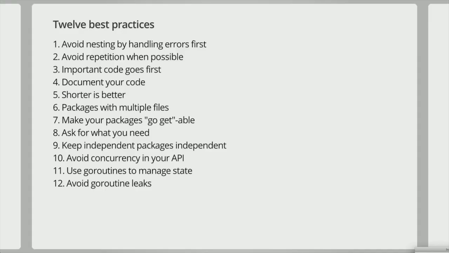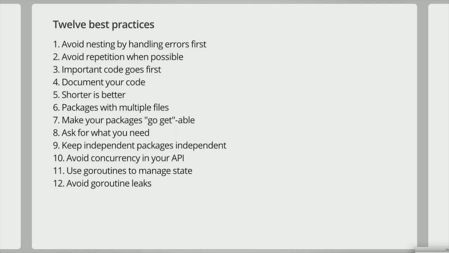OK, so these are the 12 best practices that I showed. Avoid all the nesting by doing early return. Avoid repetition, so write little types that might help avoid that repetition, like the bin writer that we did. The important code goes first, but before the important code goes the license and documentation. Shorter is better, at least for names. Package with multiple files, it's a good idea to have them rather than have huge files. You should make your code Go gettable, please, and have your functions using interfaces as much as you can, and the smaller interface that you can work with.